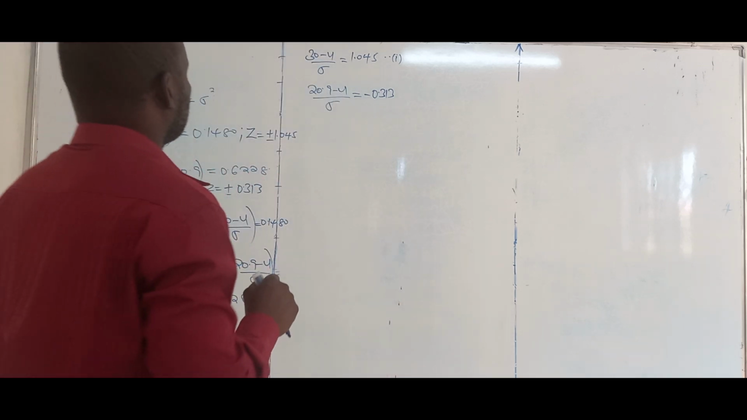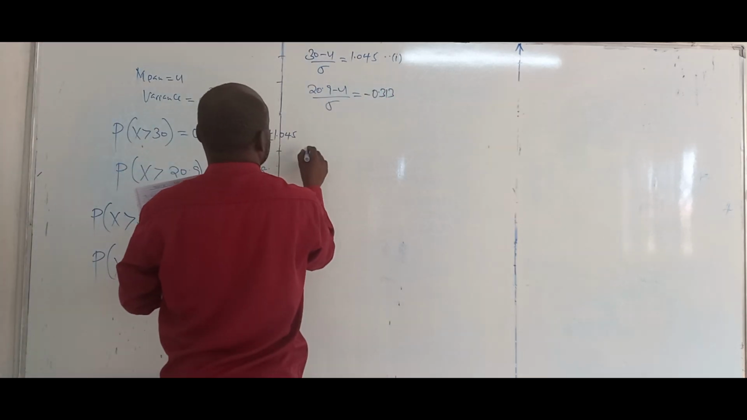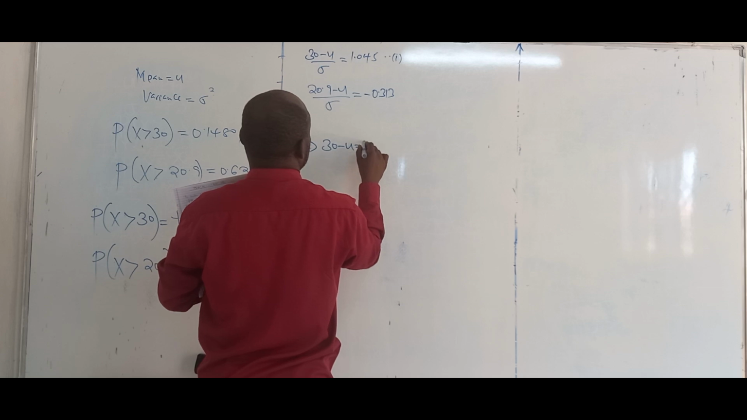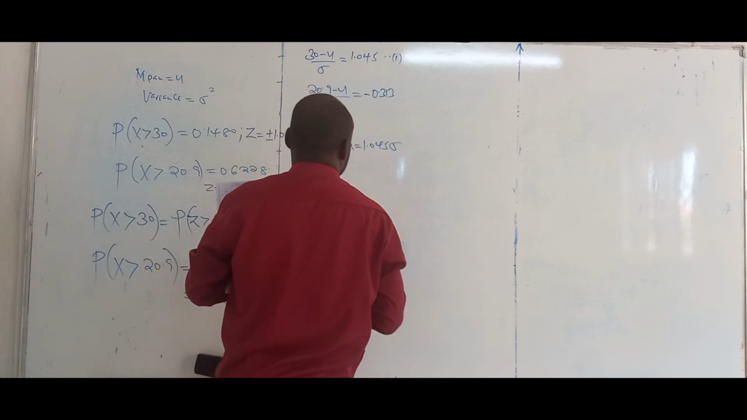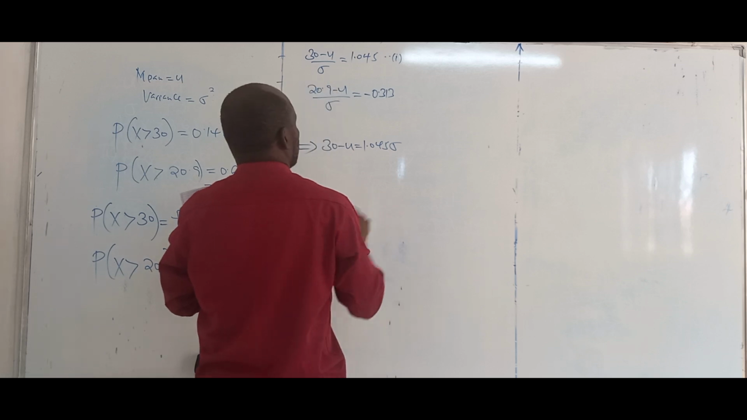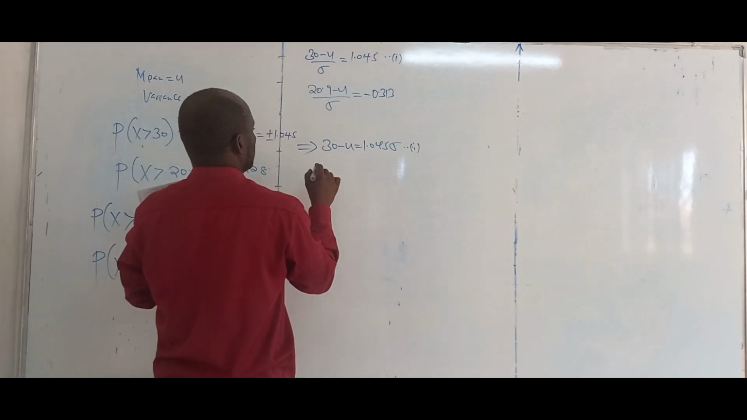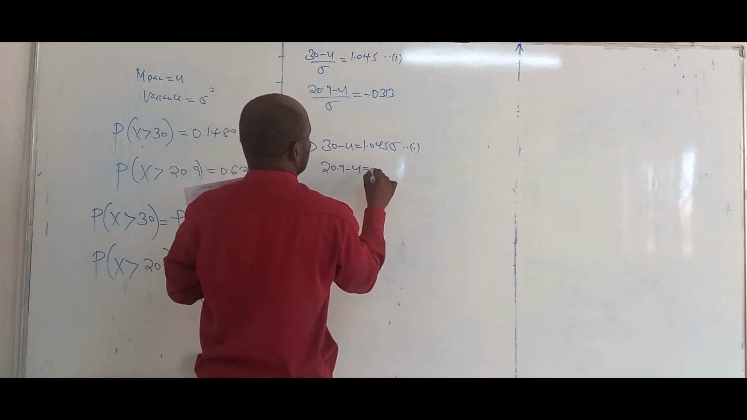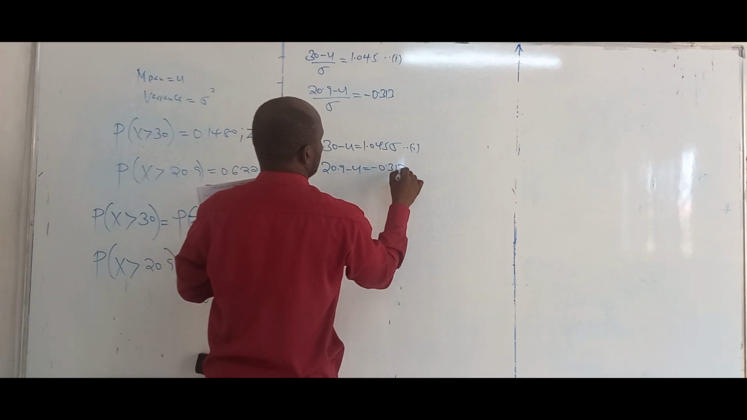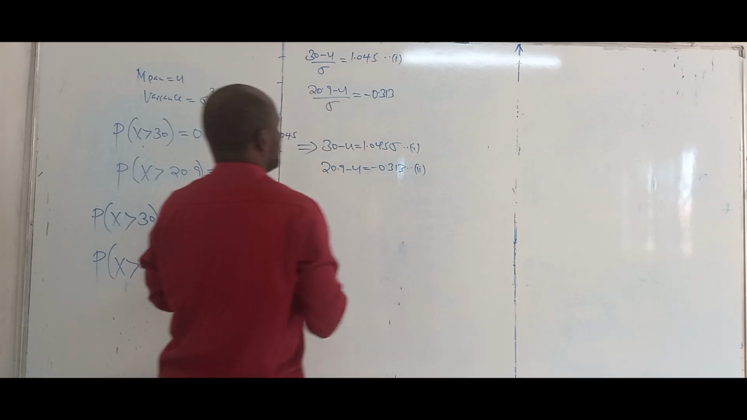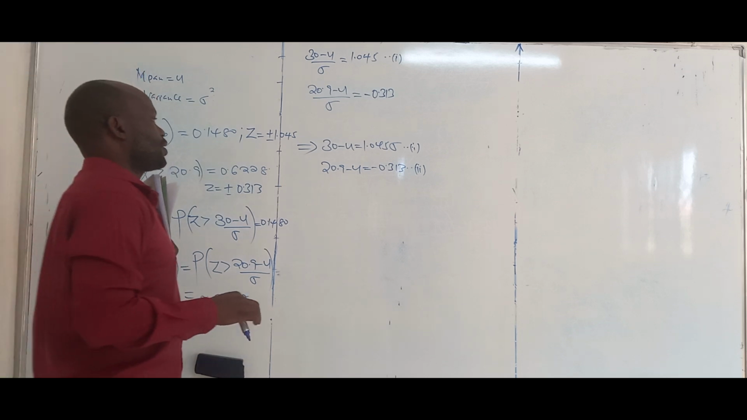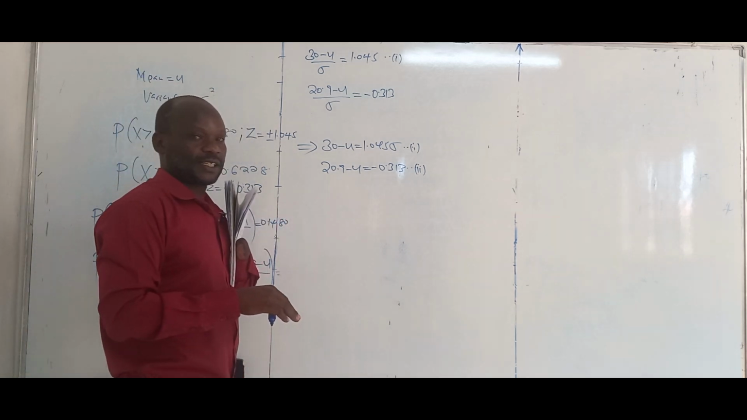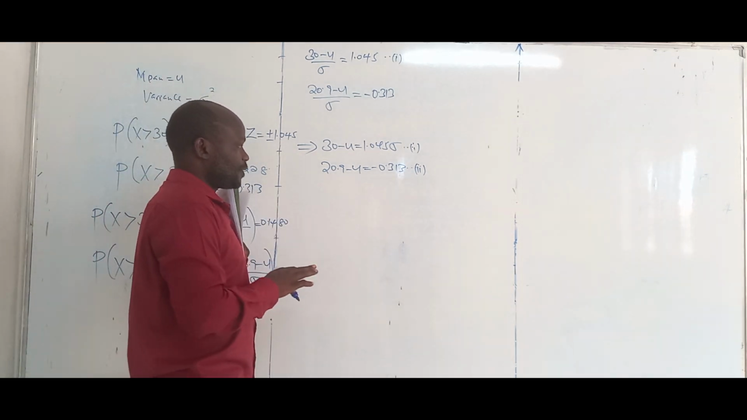So if you make this the subject, that will imply then that 30 minus mu is equal to 1.045 standard deviation. First equation. Second equation is that 20.9 minus mean is equal to minus 0.313. That's the second equation. So you have a case here of two simultaneous equations, and you can solve using either method. And once you do that, I'll not get into that now because you should be knowing at this point.